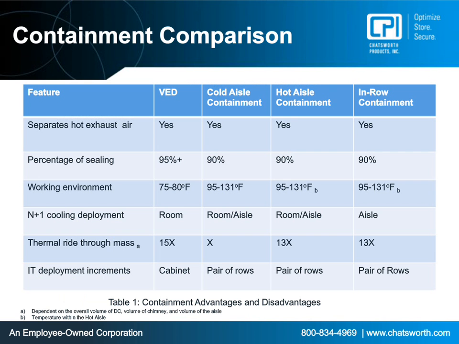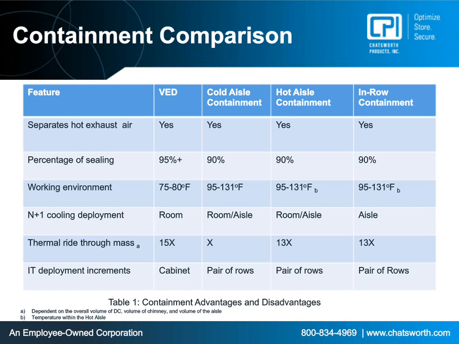So which containment is the best? Like I said, it is going to be how you're going to live with it. Here is some comparisons, though. And this is a great slide to start you on your journey on which way you want to go: cold aisle containment, hot aisle containment, or vertical exhaust duct. Is your working environment important to you, or is your deployment and cooling important to you, or your thermal ride-through time?